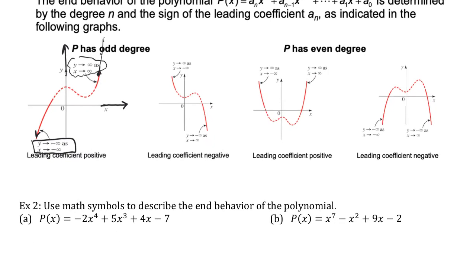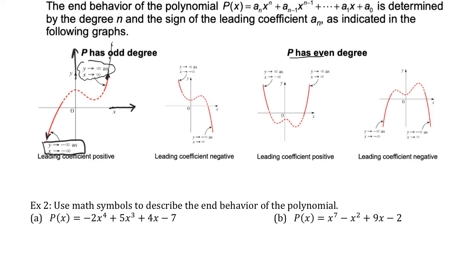And then here we have even. So these are like y equals x to the 4th. But as we get more complicated with more terms, we're not sure exactly what happens in the middle. There might be a bunch of x-intercepts. There might be some local max and minimum values. But the behavior on the ends is: if it's an even degree with a positive leading coefficient, both the ends are going up. And if it's an even degree with a negative leading coefficient, then they're both going down.